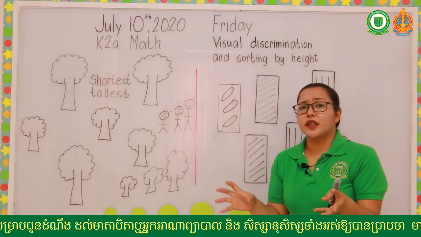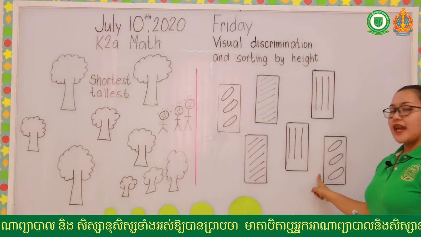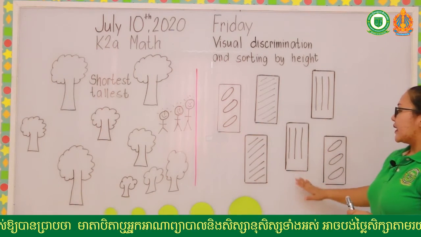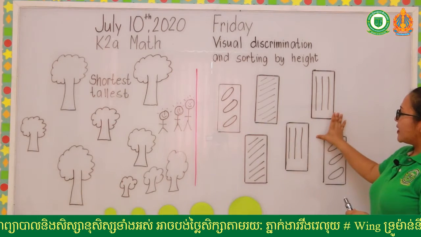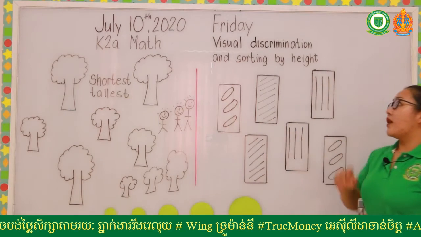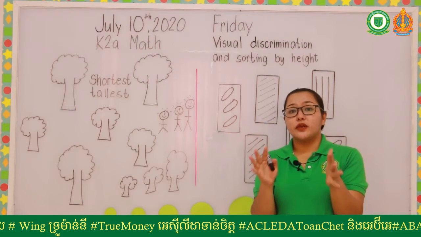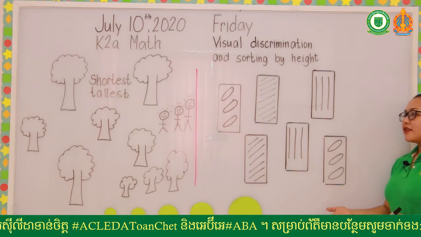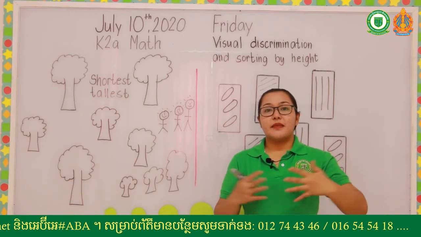But if you check closely, actually these 2 are the same. These 2 rectangles have the same design. The same thing with these 2, they are the same, right? And these 2 rectangles, they have the same design. So that is what we call visual discrimination, sorting things based on what they look like. Again, that's visual discrimination: identifying things based on the color, the size, the shape, and many more.